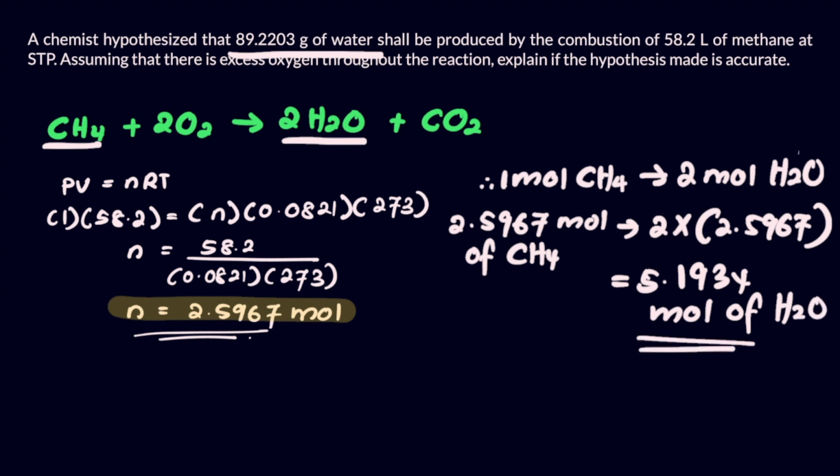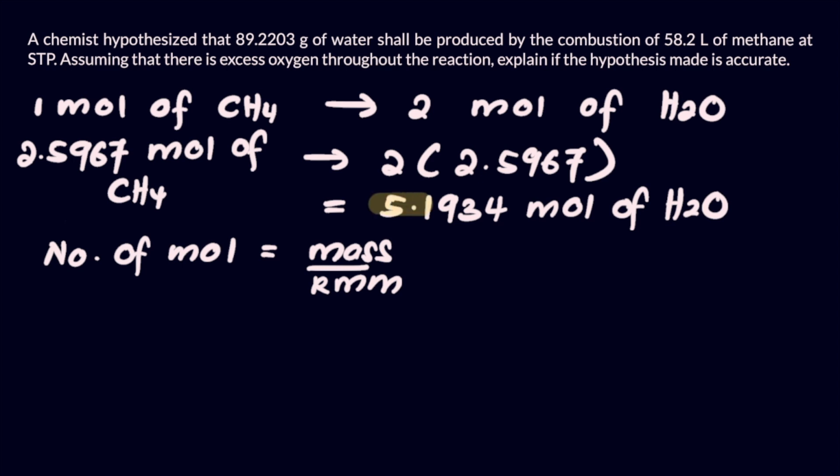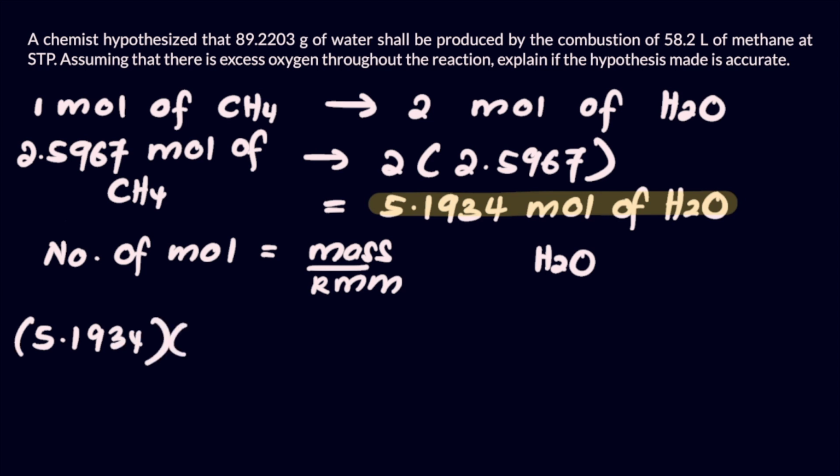But given to you in the question is the mass of water. So from this number of mole that you have calculated, you need to convert it into mass. Alright, so since we need to calculate the mass, we are just going to use the formula of number of mole is equivalent to mass over RMM. So the number of mole that we are looking at is the number of mole of water, so H2O. So the number of mole is 5.1934, and then you need 2 times the RMM for water.